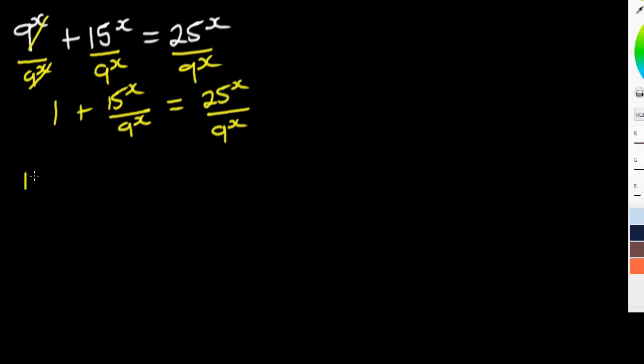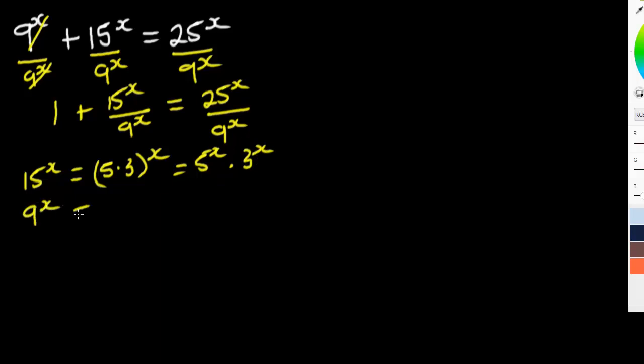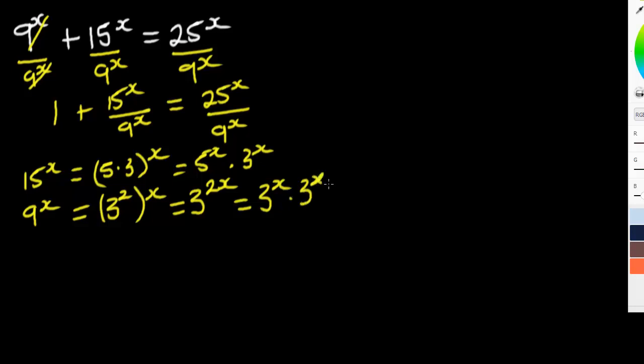So 15 to the power x can be written as 5 times 3 all to the power x. And we can expand this as 5 to the power x times 3 to the power x. And then 9 to the power x can also be expressed as 3 times 3 all exponent x, and then this can also be expressed as 3 to the power 2x. And then we can also express this as 3 to the power x times 3 to the power x.